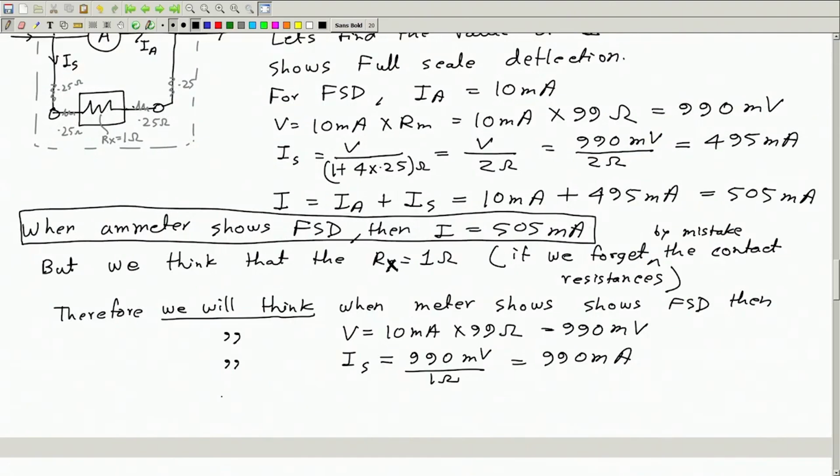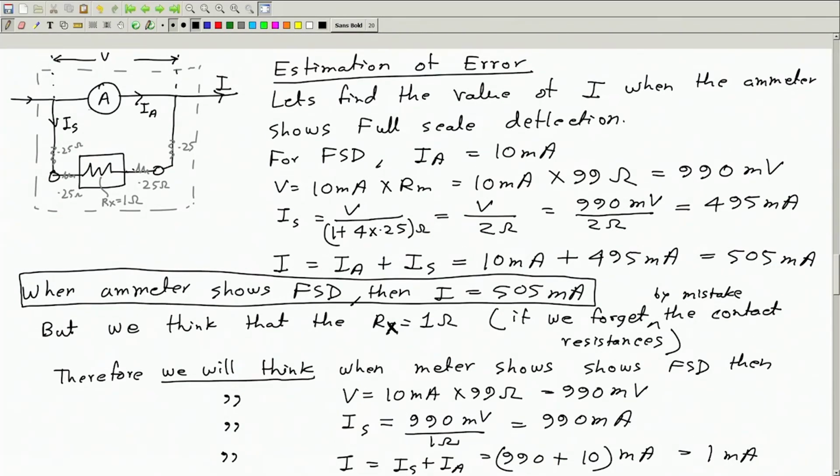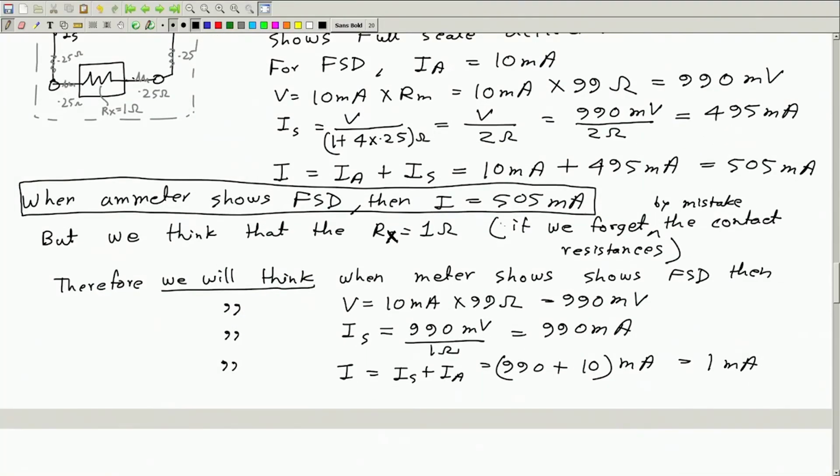we will again think that I is equal to Is plus Ia, which is 990 plus 10 milliampere, equal to 1 ampere. So we will think that the current I is 1 ampere, but because of the contact resistances, this current is actually 505 milliampere. So we will make an error of almost 50%. So we believe the current is 1 ampere, but the actual current is 505 milliampere.